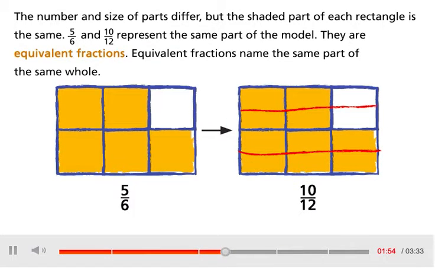The number and size of parts differ, but the shaded part of each rectangle is the same. 5/6 and 10/12 represent the same part of the model. They are equivalent fractions. Equivalent fractions name the same part of the same whole.